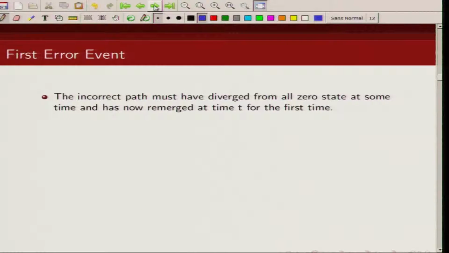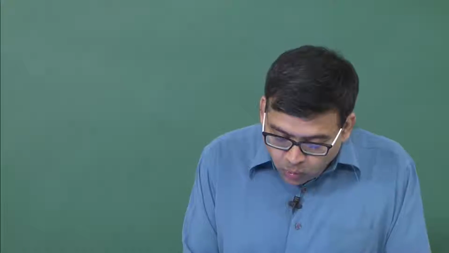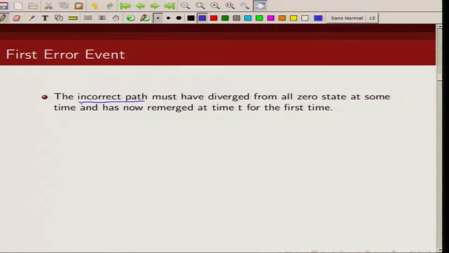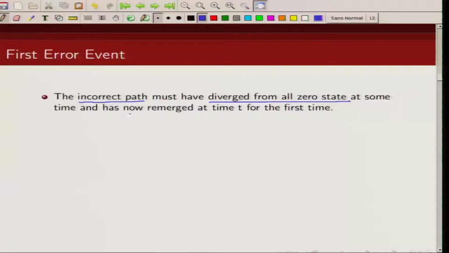Now, we know that all paths through this trellis are essentially valid code words. Now, what does this incorrect path do? It diverges from the all 0 state at some time before this time t and has merged back into the all 0 state at time t for the first time.